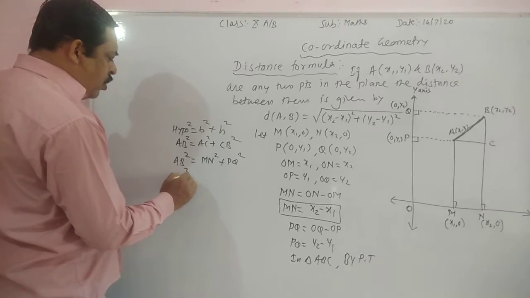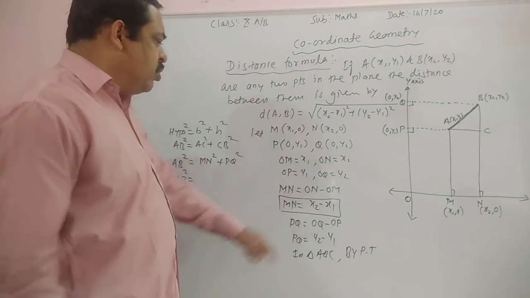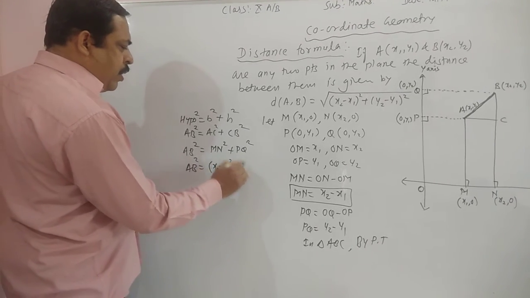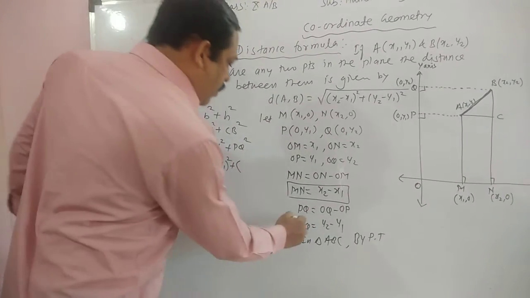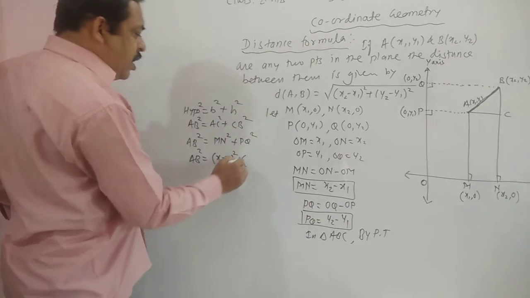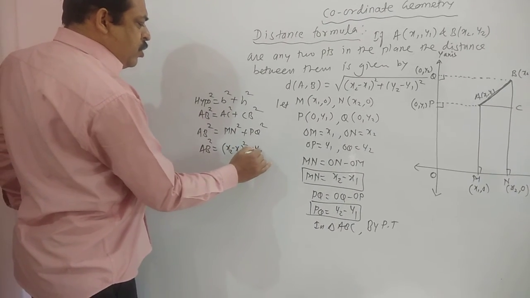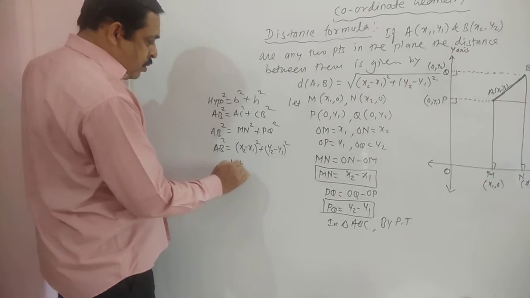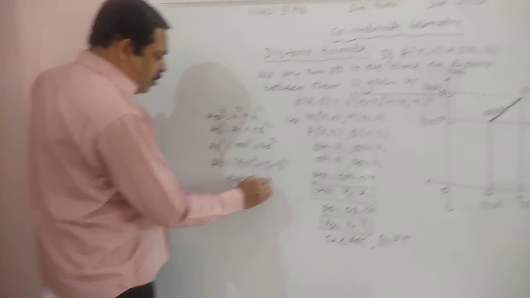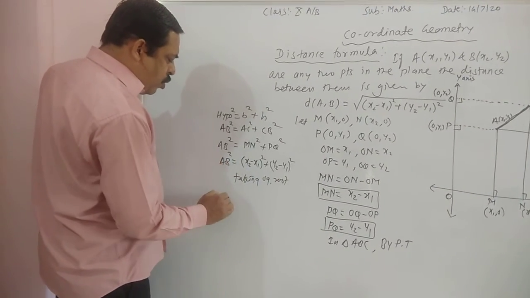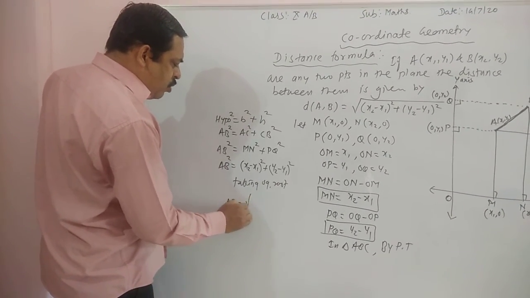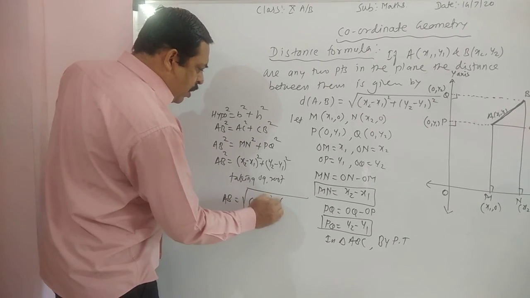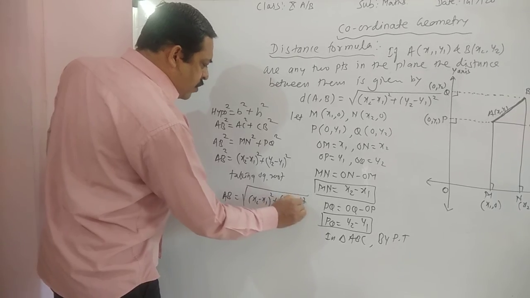Substitute that value: MN is x2 minus x1, so (x2 minus x1) whole square plus the value of PQ, which is y2 minus y1, so (y2 minus y1) whole square. Now taking square root. Therefore, square root of AB square is AB, which is equal to under root (x2 minus x1) whole square plus (y2 minus y1) whole square.